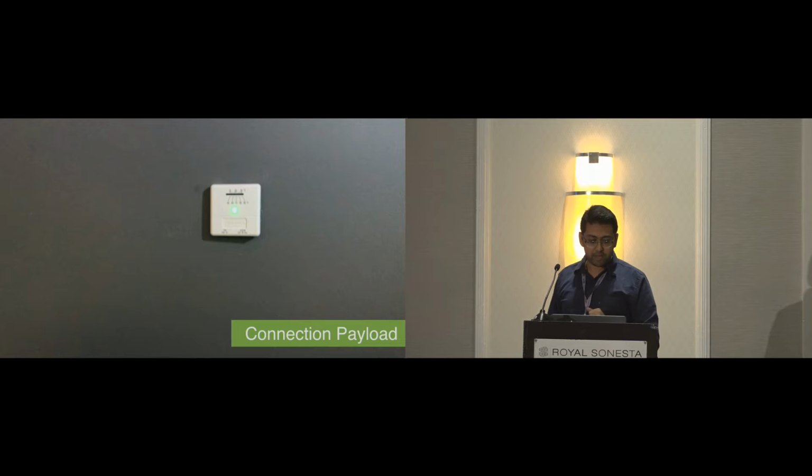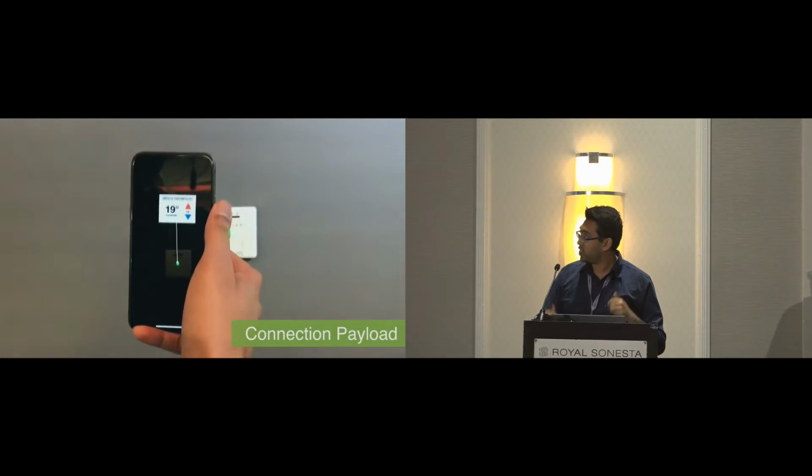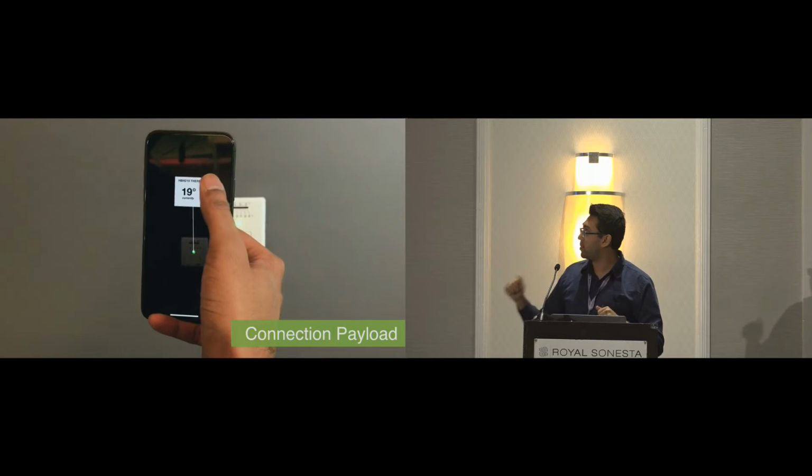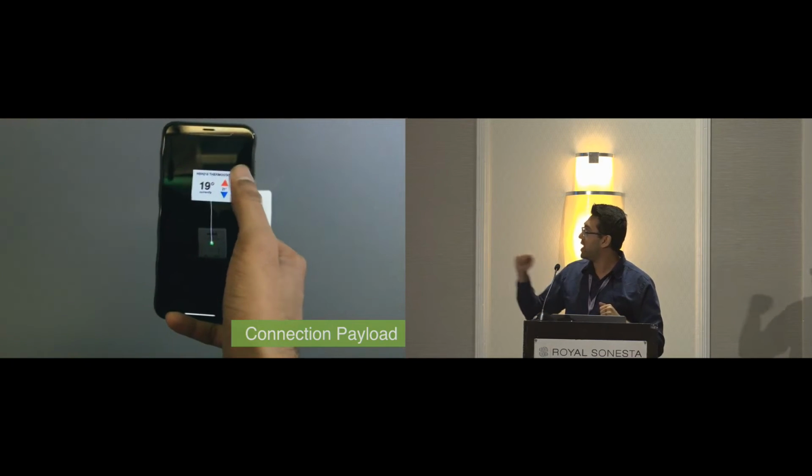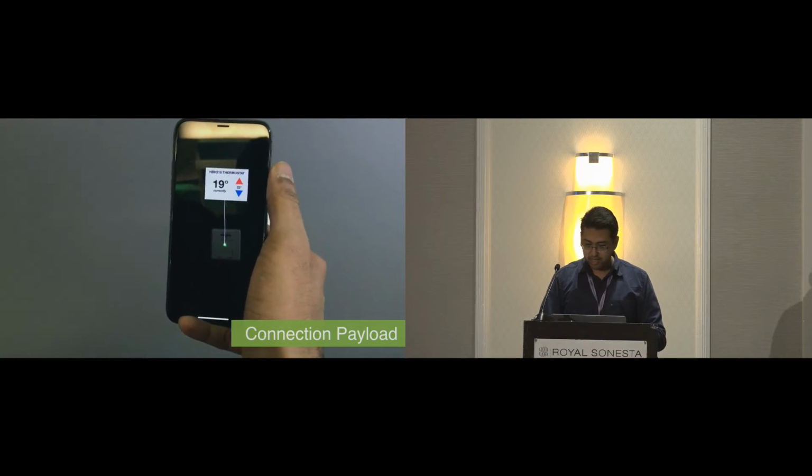Light-anchored payloads can also be used to provide connection information. For example, let's take the case of this thermostat. Once you're using a light-anchored payload, you can simply point your phone towards it, and this can open a gateway towards a Wi-Fi connection or something else. Now it can send over a little app through which you can actually control your thermostat. For example, over here you can see me increasing the temperature.